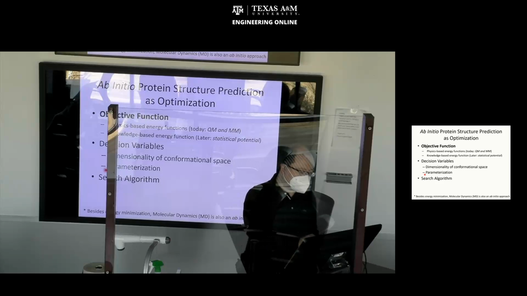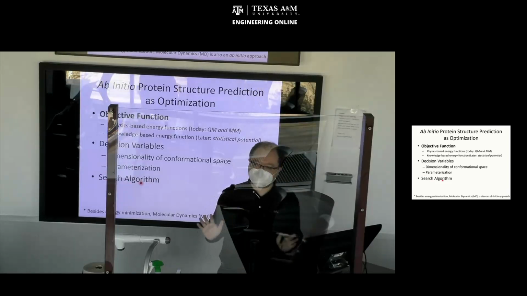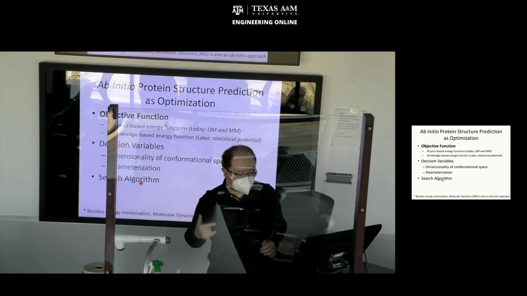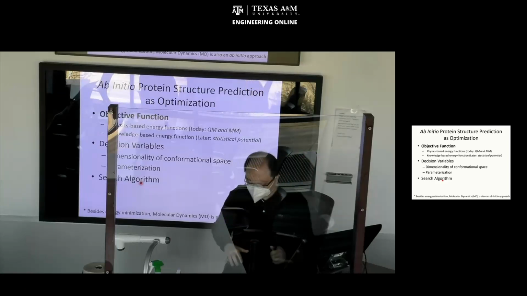And then there's a search algorithm involved as well. So let's talk about the classical setting for the moment, and we'll talk about deep learning modules when we get there in about 2 weeks. Okay.